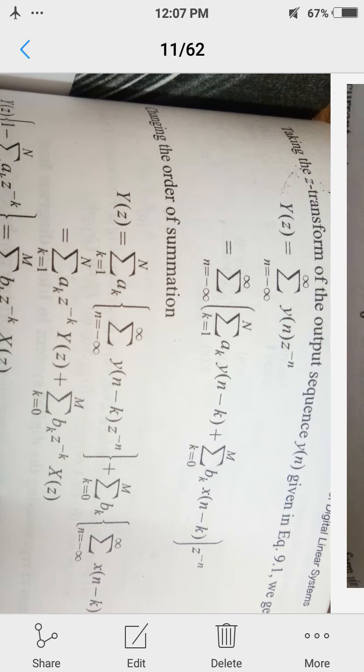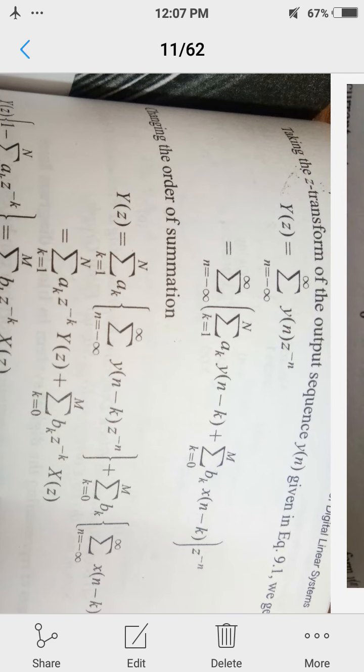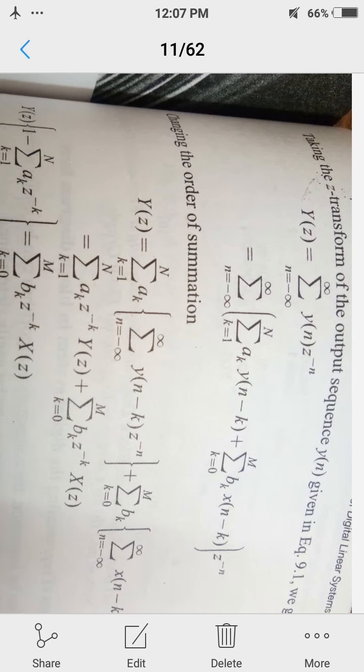this by taking the z transform of the output sequence y[n], the z transform of the complete equation. So we will be having Y(z) equal to sigma n = minus infinity to infinity y[n] z to the power minus n, which is equal to sigma n = minus infinity to infinity of sigma k = 1 to N a_k y[n-k] plus sigma k = 0 to M b_k x[n-k], into z to the power minus n.